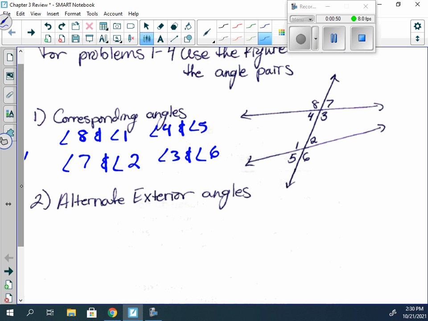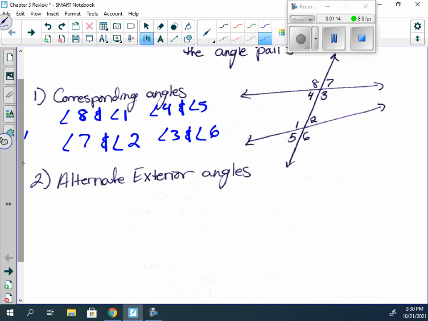Since 8 is to the left and above, the corresponding angle to it would be 1 because it's to the left and above. 7 is to the right and above, and the corresponding angle to it would be 2 because it's to the right and above. Angle 4 is to the left and below. The corresponding angle is 5 because it's to the left and below. 3 is to the right and below, and its corresponding angle is 6.